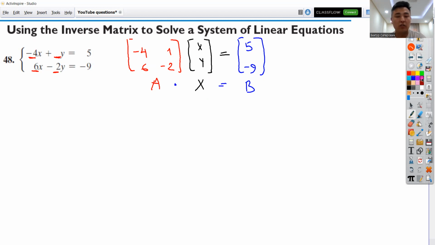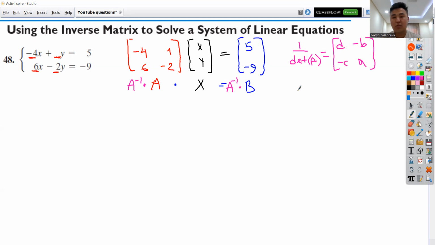Once again, we have to find the inverse matrix to find X and Y. We need to multiply by the inverse matrix of A. When I multiply by the inverse matrix A on the left side, I have to do it on the right side too to keep the balance. But what is the inverse matrix of A? Let's find out. The formula is 1 over the determinant of A, times D, -B, -C, A.